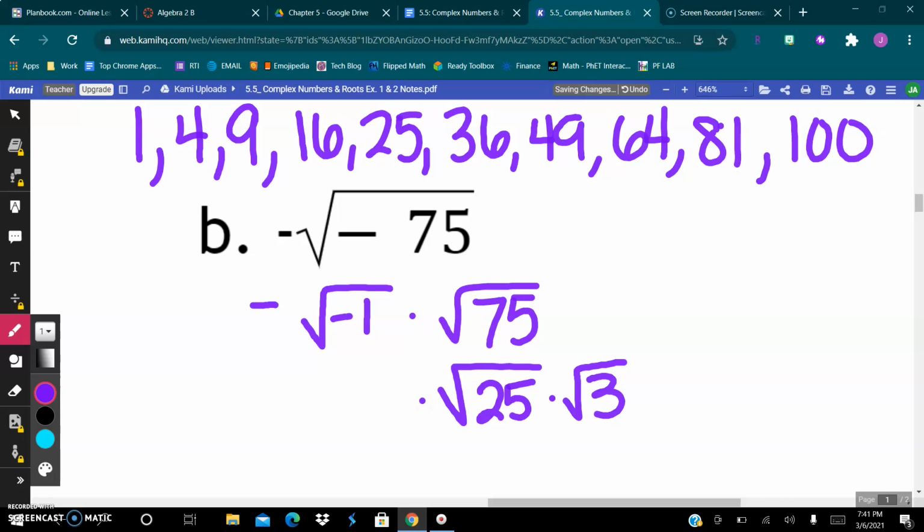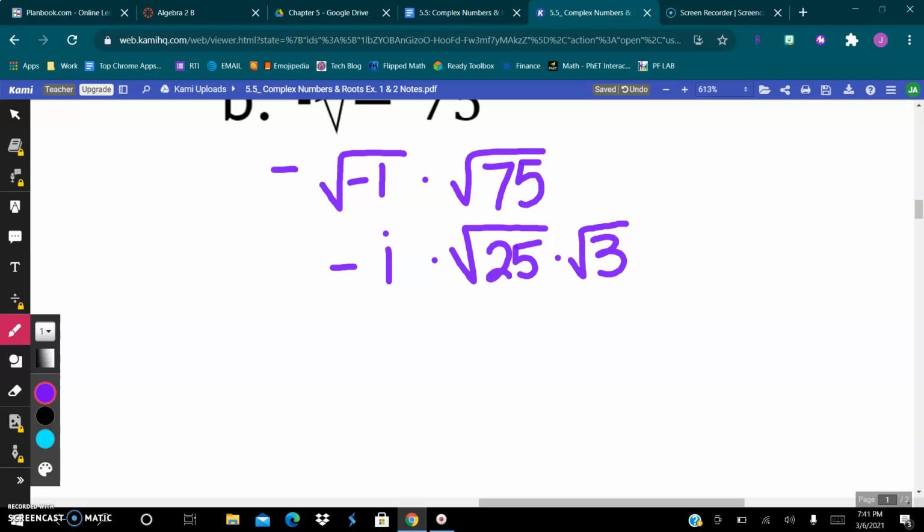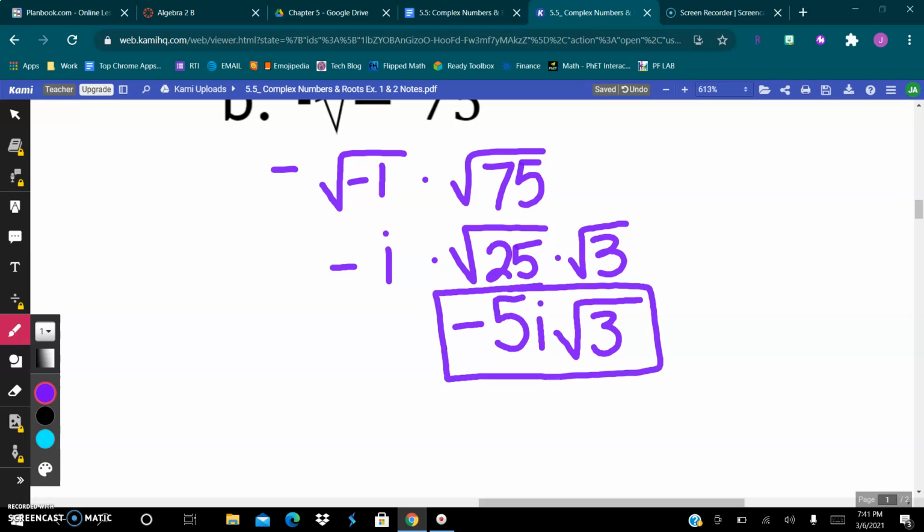The square root of negative 1 is i, and then we have that negative sign out front. So we simplified that down a little bit. The square root of 25 is 5. We have this negative i, so I'm going to put the negative sign in front of the 5, and I'm going to put i behind the 5. And then we have the square root of 3, which doesn't break down any farther. So negative 5i times the square root of 3.